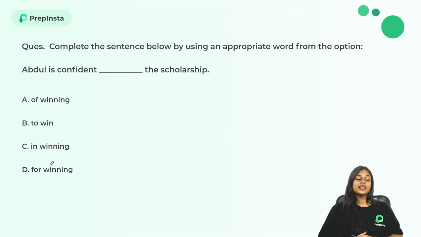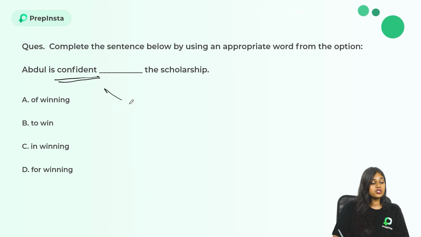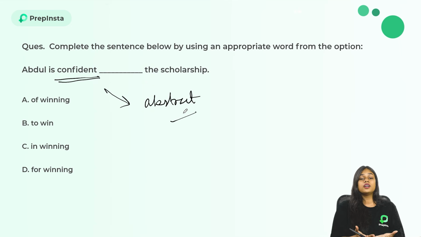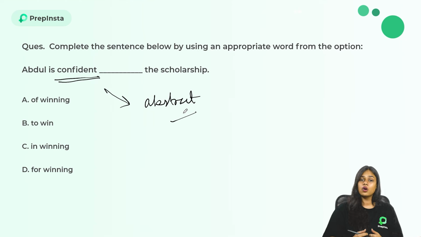Okay, moving forward with the next question. Complete the sentence below by using an appropriate word from the option. Abdul is confident dash the scholarship. Of winning, to win, in winning, or for winning. All right. Abdul is confident. Now here the adjective confident is used, which is again an abstract adjective, which means that you can feel the confidence. You cannot see or represent the confidence, but you can feel the confidence, right?